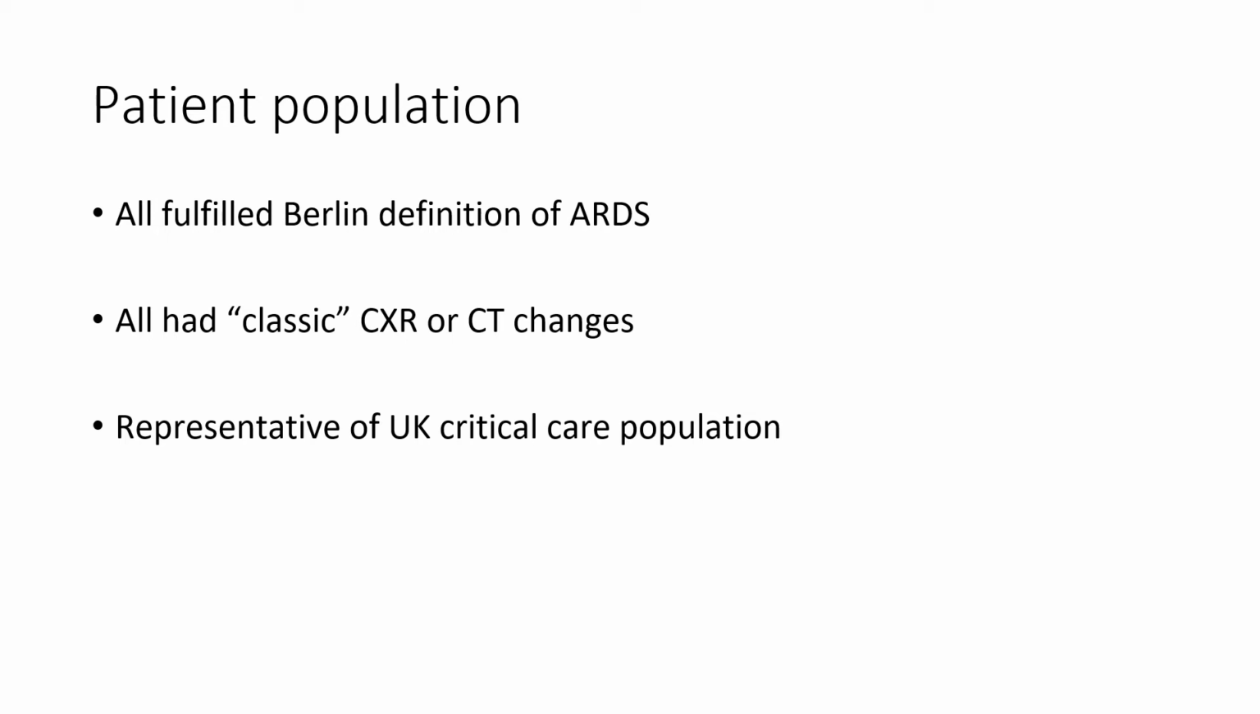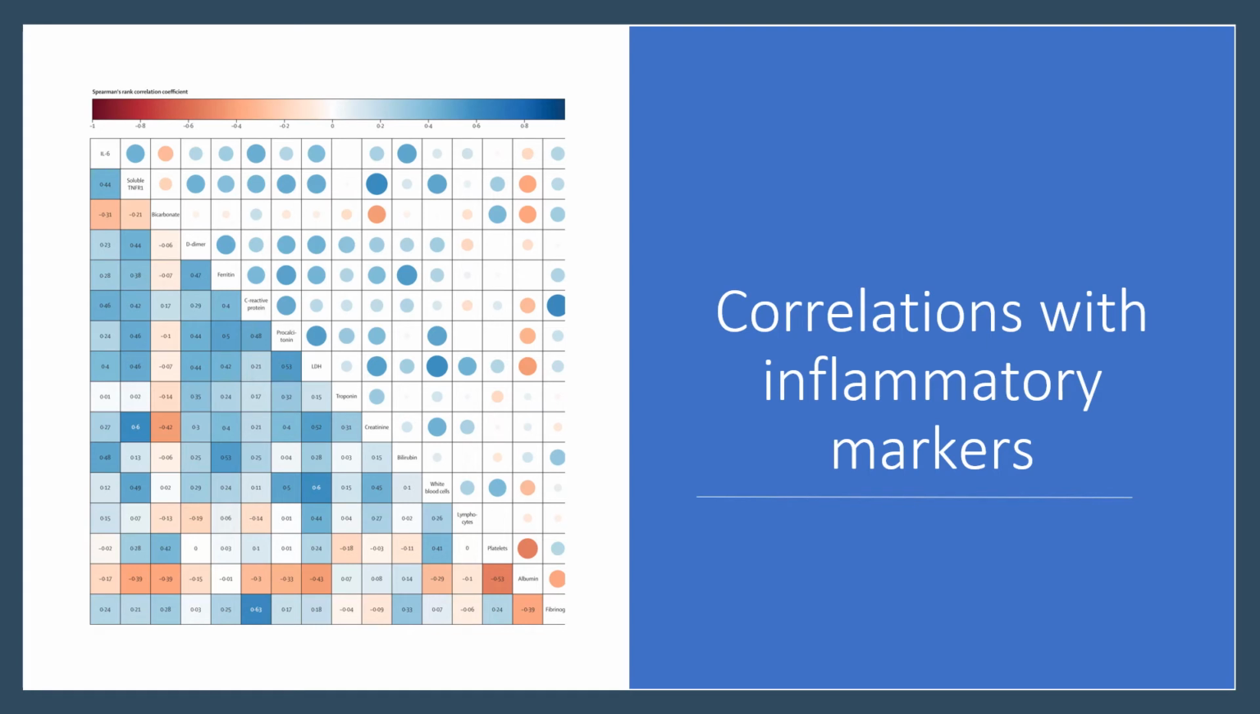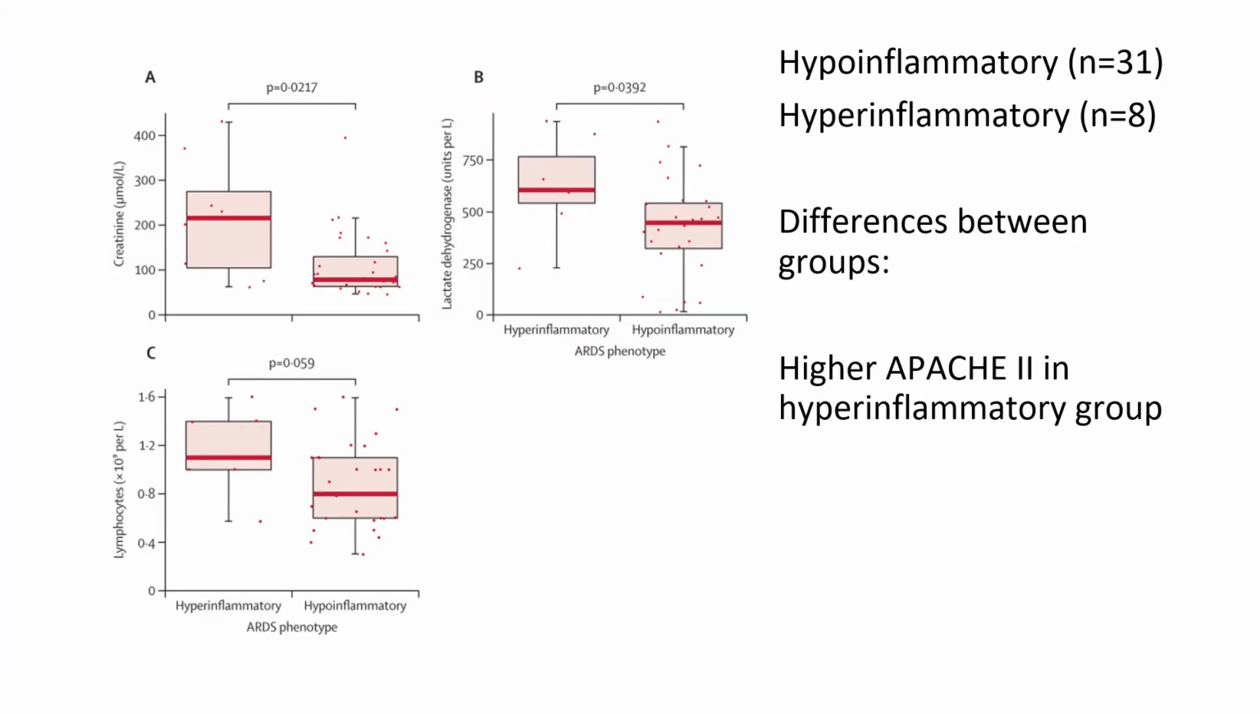The patient population was representative of the UK critical care population during the first wave of COVID-19, with a male predominance and a much higher than average representation of ethnic minorities. We found statistically, using the Youden index, the probability of phenotype distribution. We had 31 patients in the hypoinflammatory group and 8 patients in the hyperinflammatory group.